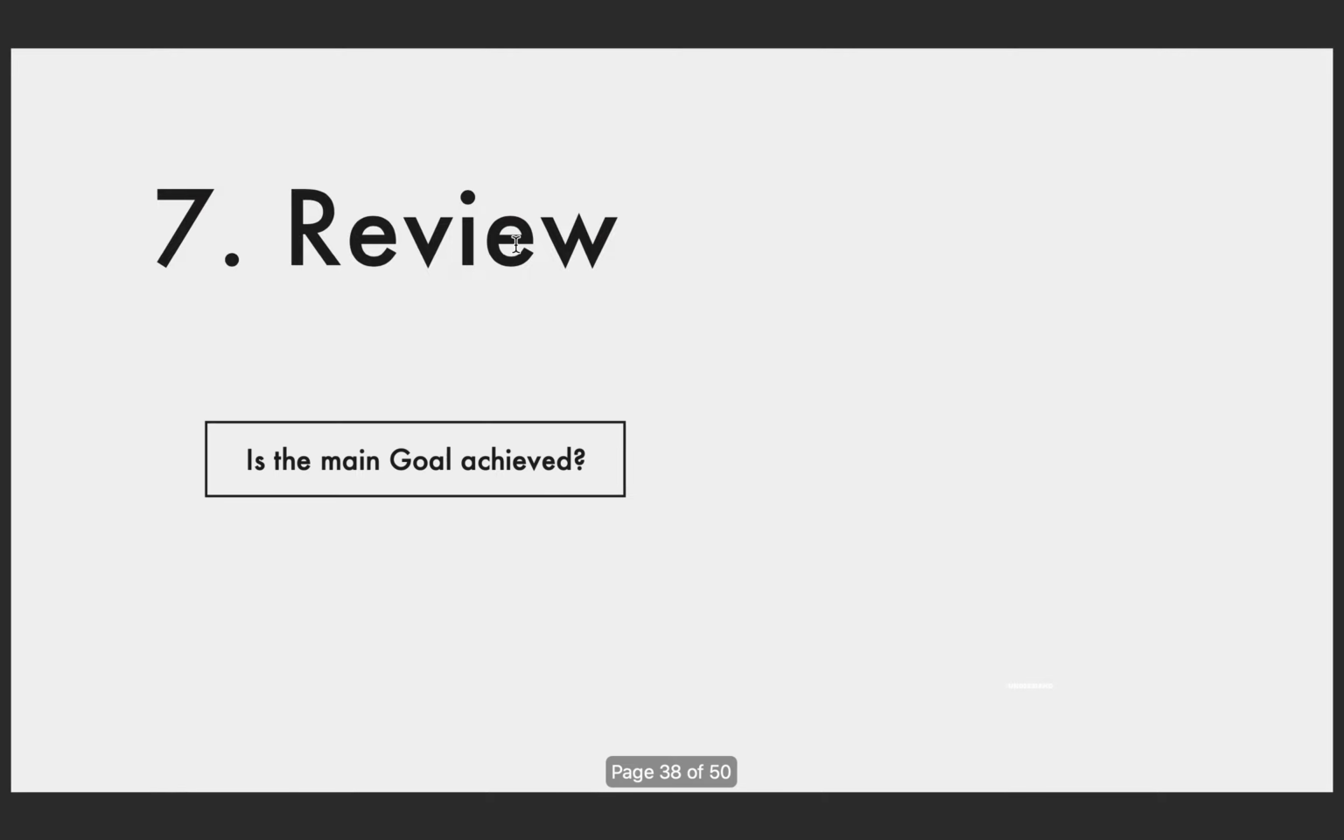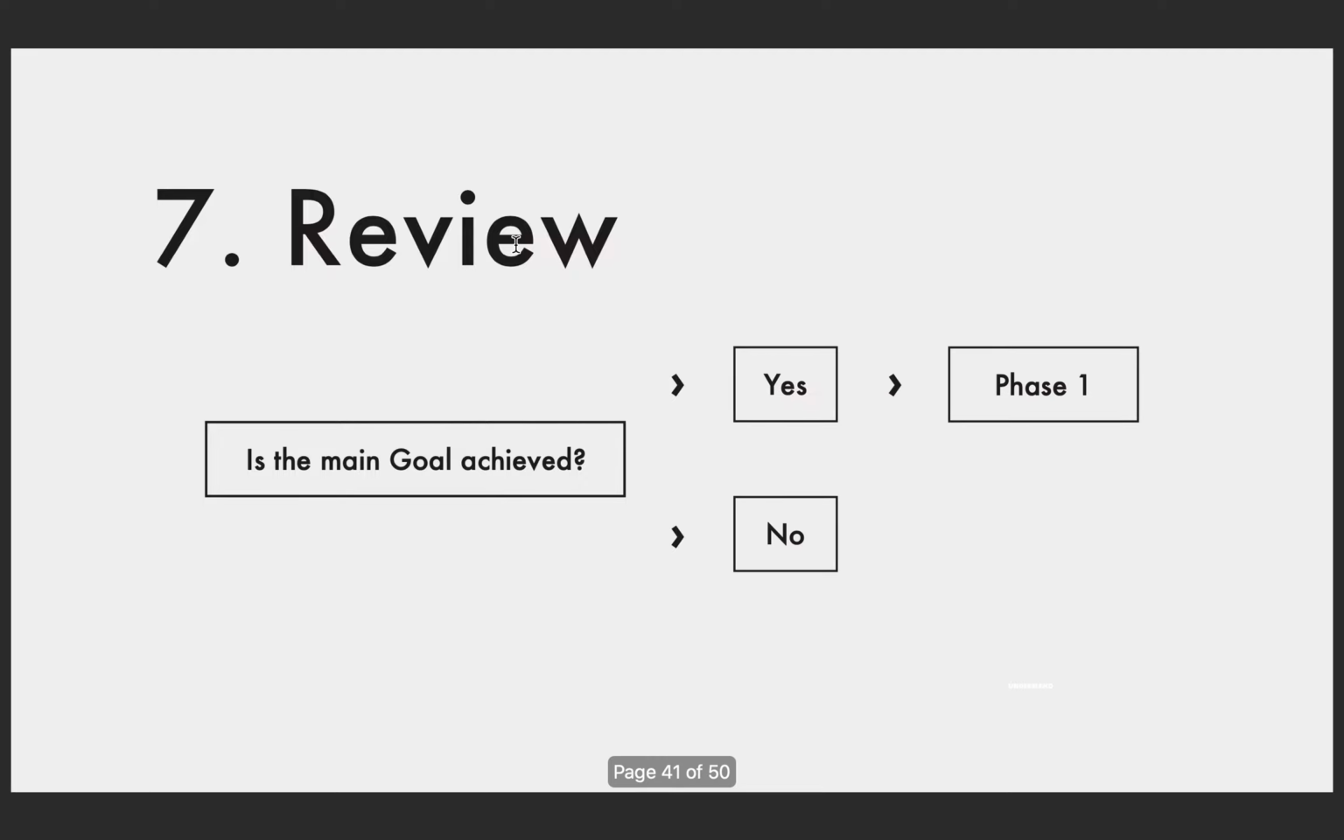Then we have review. This is the last point of the circle and is an evaluation of how successful our product is. If we succeeded in accomplishing the main goal of the product and solving the pain of a user, then we can go to the next step, phase 1. And if we see that we didn't accomplish our goal and we didn't satisfy the pain of a user, we want to go back around the circle and review at which step we might have made a mistake and how else it could be solved.